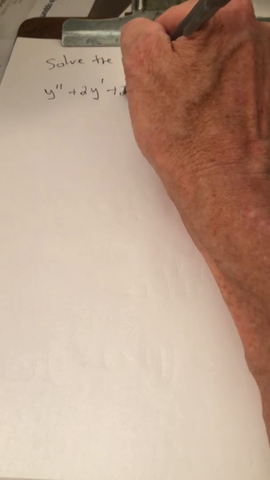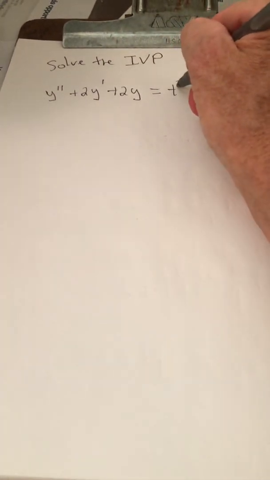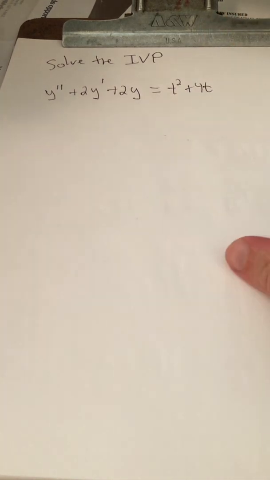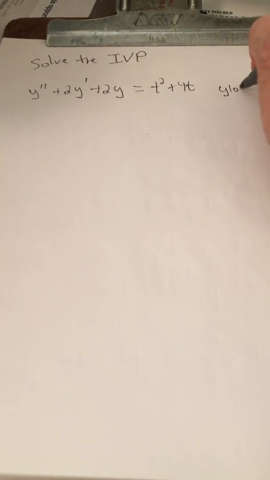Hello students, let's solve an IVP using the method of Laplace transform. So what we have is y double prime plus 2y prime plus 2y equals t squared plus 4t. Y of 0 is equal to 0. Y prime of 0 is equal to -1.